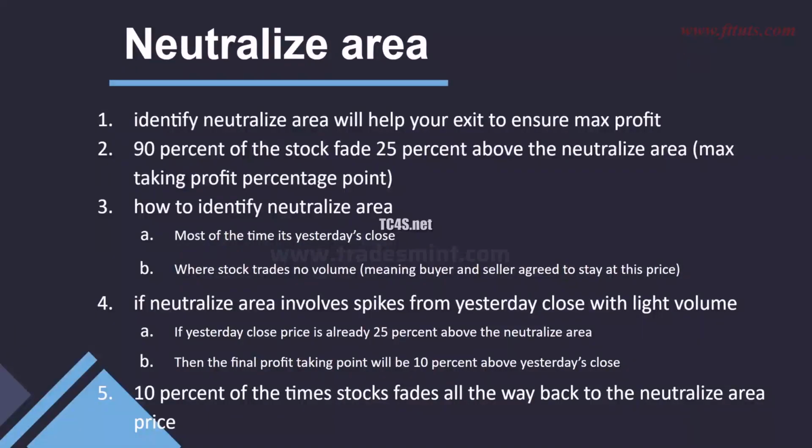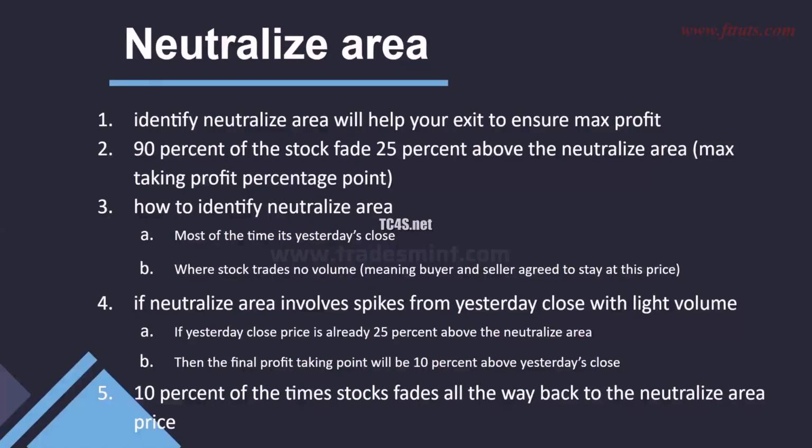your max profit. And second, 90% of the stock fades about 25% above the neutralized area. This is the point that can be applied on gap up short, multi-day runners, and bound short. So most of the tickers, let's say went from 1 to 5, and so the total gaining dollar is about 4, right? 5 minus 1. Then use that 4 times 75%. That's the maximum profit you'll get from that bound short or gap up short.